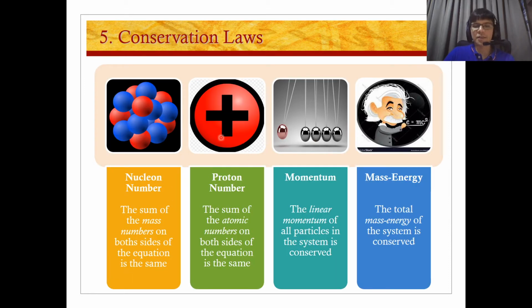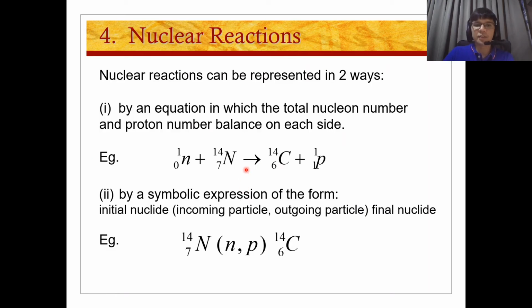The second conservation rule is the proton number. Basically, the proton number represents the amount of positive charge there is on all the particles. In the previous case, we have 0 for the neutron and 7 protons in the nitrogen nucleus. So on the right-hand side, we must also have a total of plus 7 for the sum of the proton numbers. For the carbon, there are 6 protons, and the outgoing proton has 1 more proton. So the total gives us back 7 again.